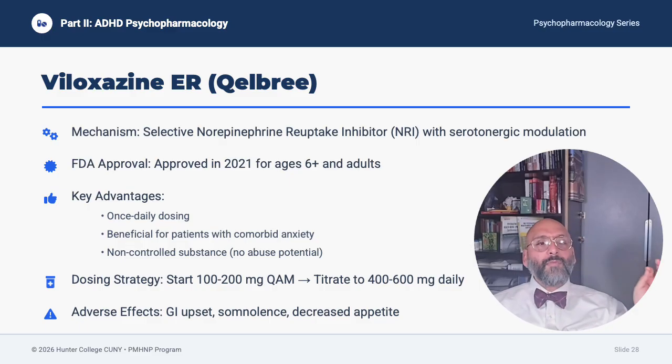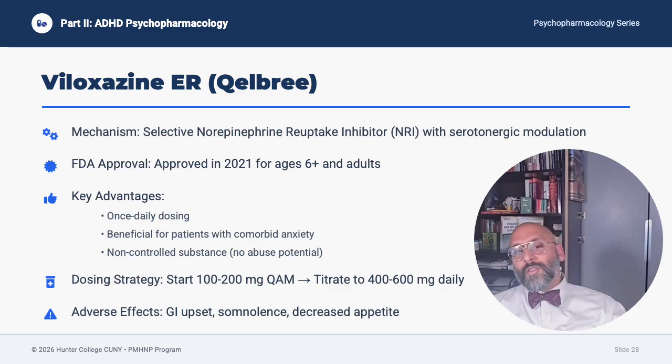And there are three main reasons people reach for this medication. First, it's the once daily dosing, which improves adherence, but so is atomoxetine, that's once daily. Second, it's often a good fit for patients with comorbid anxiety, where stimulants may worsen or cause restlessness or irritability. And third, it's a non-controlled substance. That means no abuse potential, no DEA scheduling, it's refillable, and there's less stigma because of timing. You don't have to be the kid who has to go to the nurse.